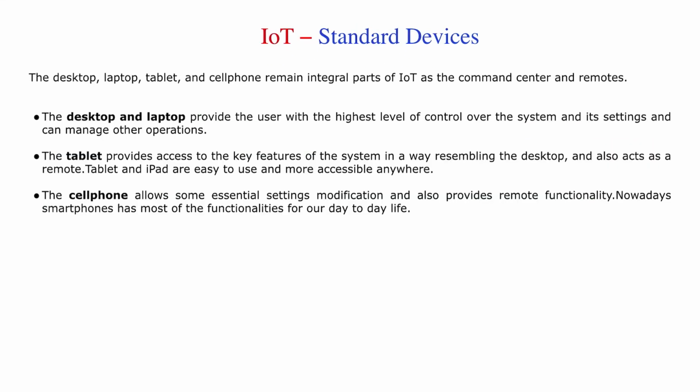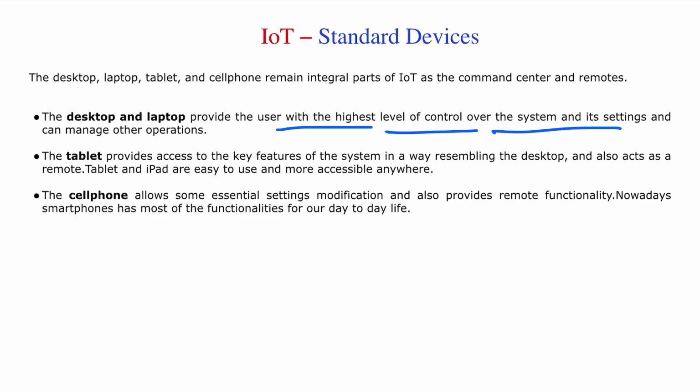Okay, next one, IoT standard devices. So what are the main IoT standard devices? Those through which we take control, like CPU, desktop, laptop, tablet, and cell phone. These are the main standard devices through which we control the IoT devices. So desktop and laptop provide the user the highest level of control over the system and its settings and can manage other operations. So as you know, desktop is the main system to control any IoT or other devices.